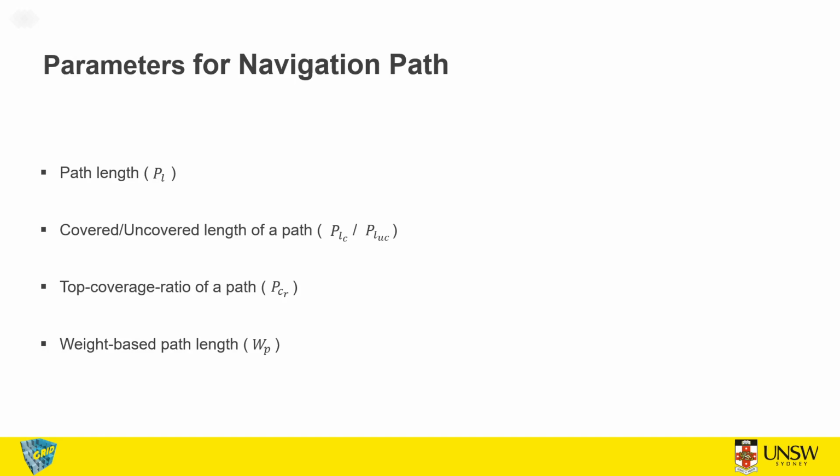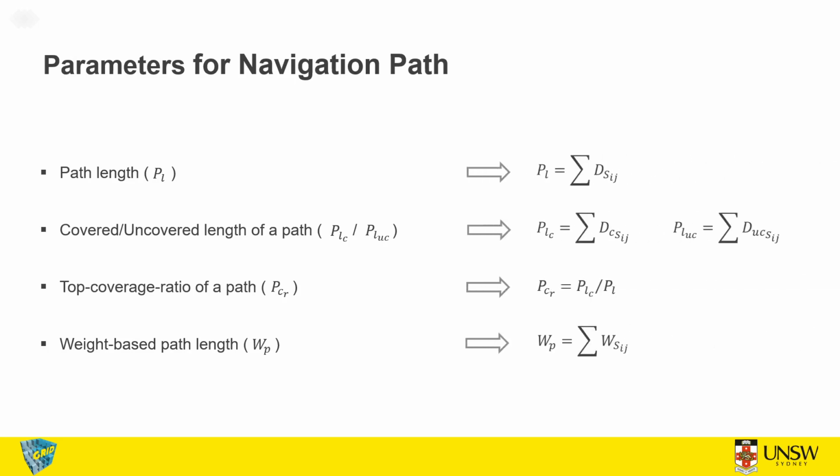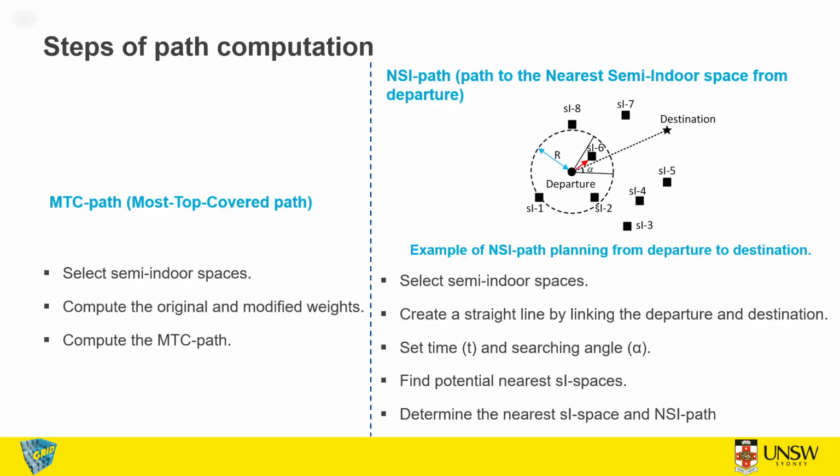They take into account the overpass length, covered and uncovered length of a path, top coverage ratio of a path, and weight based on path length. This weight-based path length can directly reflect the attractiveness of the path. The smaller this length, the more attractiveness for pedestrian. Then, the two paths are computed following the steps as shown on this slide.